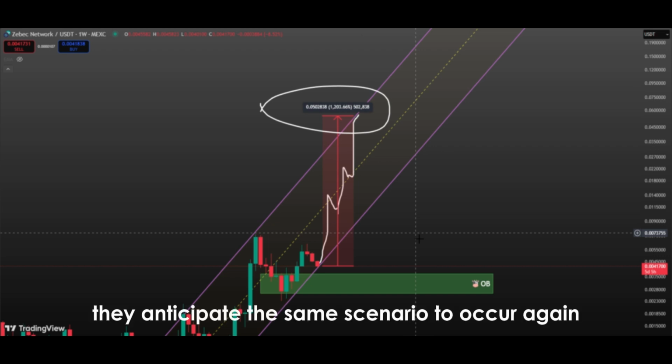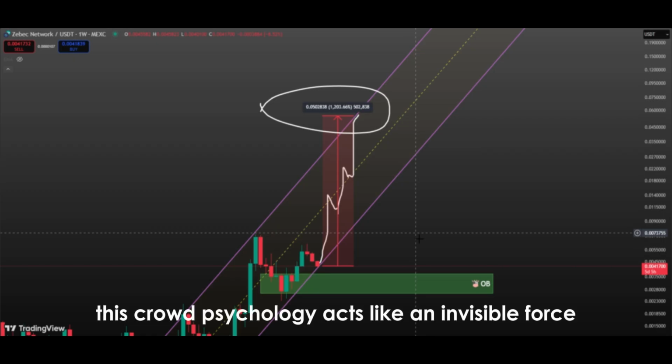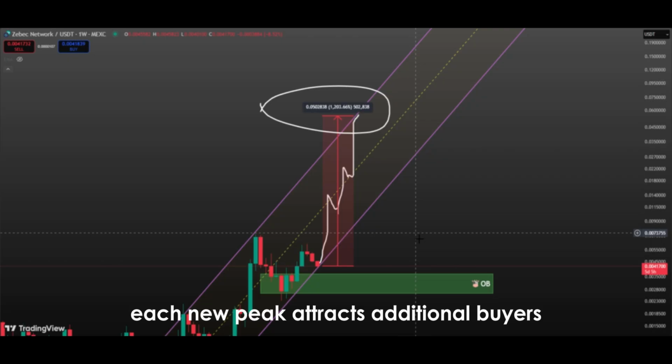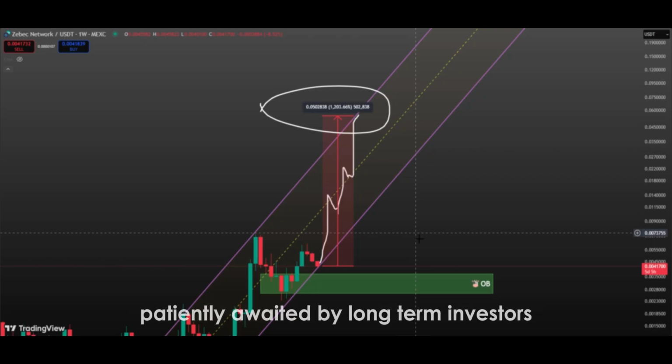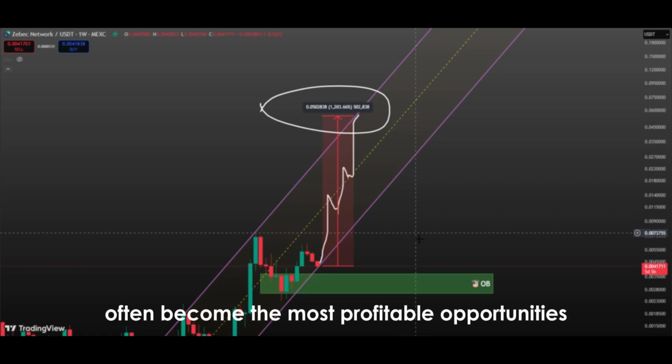scenario to occur again and step in to buy. This crowd psychology acts like an invisible force propelling the price upward. Once the rally begins, each new peak attracts additional buyers and strengthens the trend. Large moves of this type, patiently awaited by long-term investors, often become the most profitable opportunities.